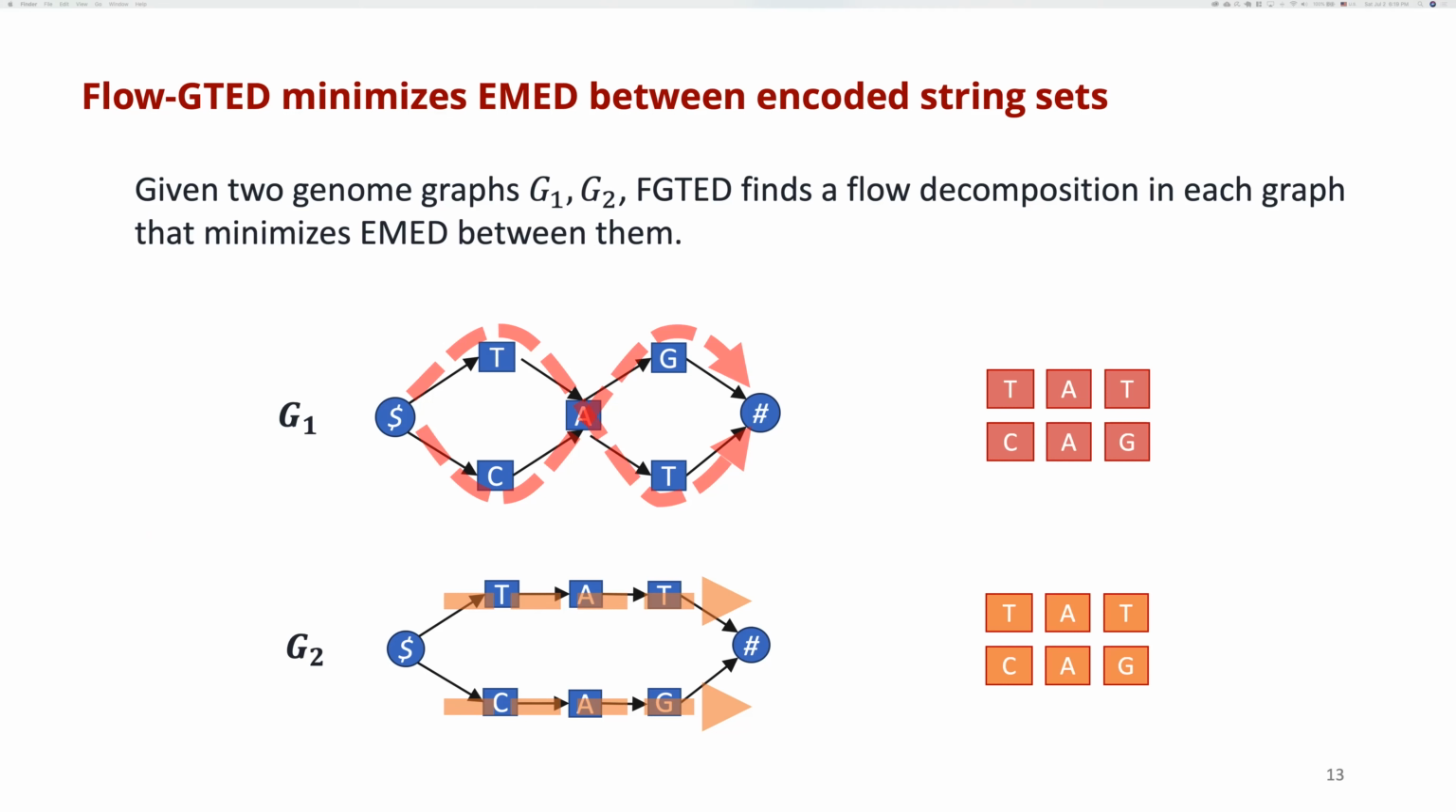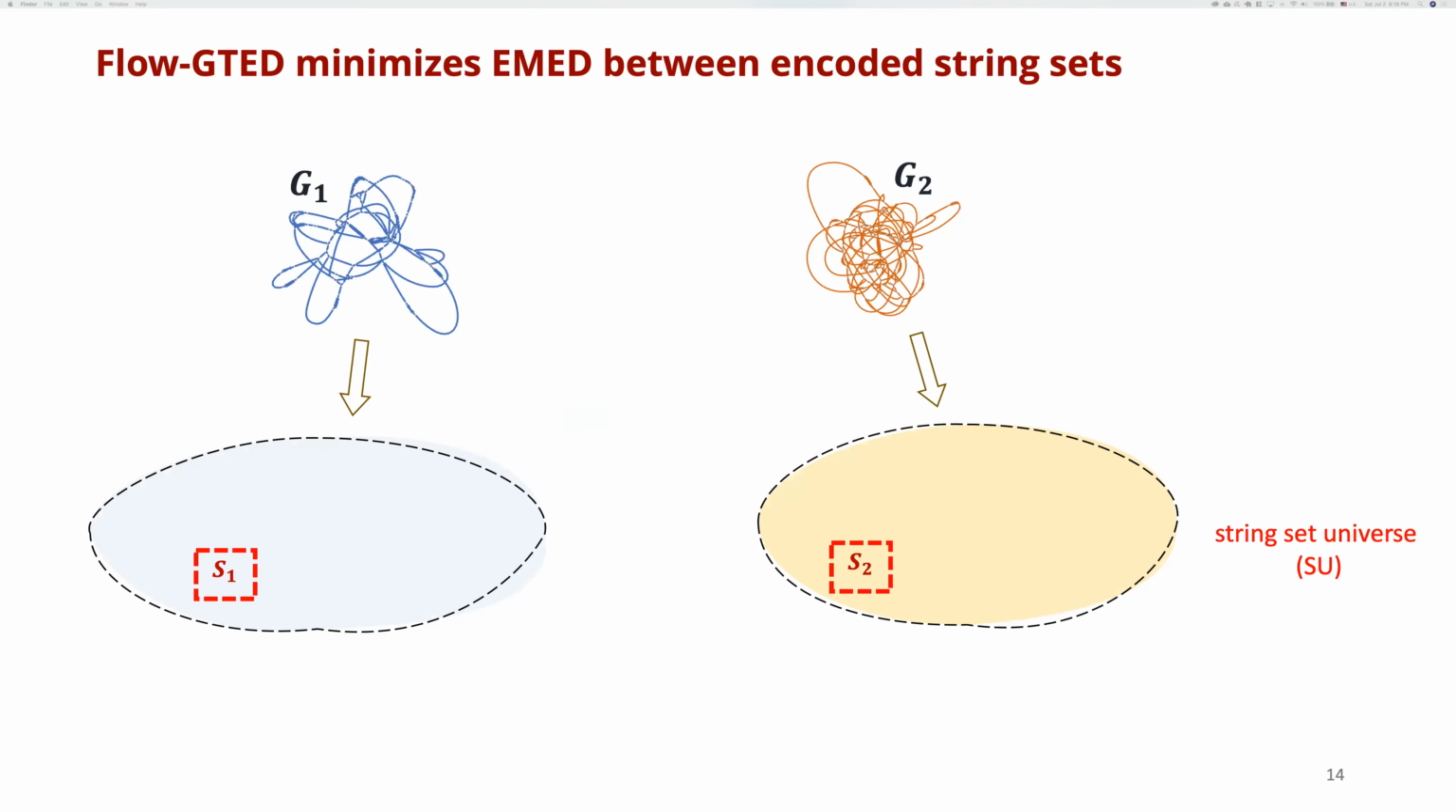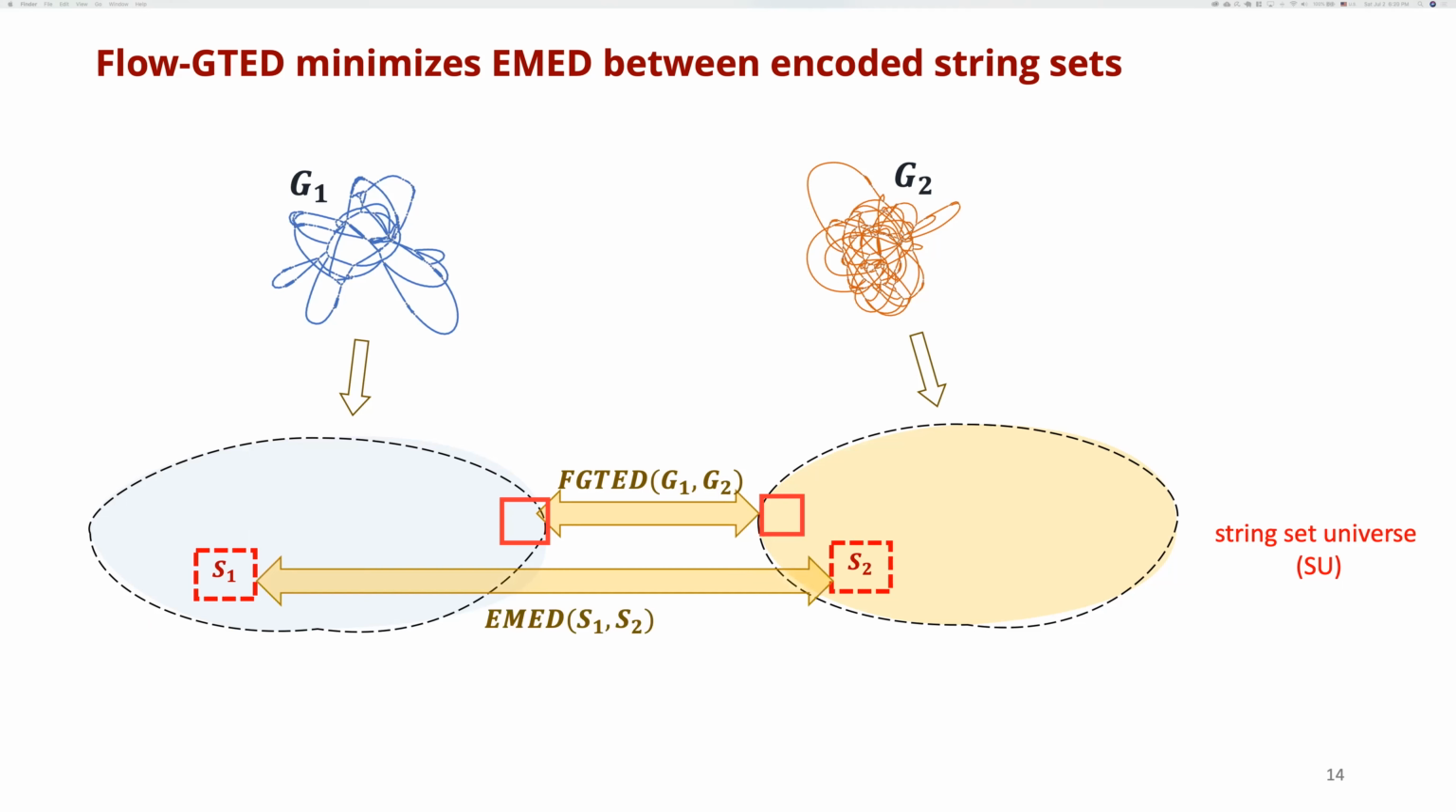and the EMED between them is 0. Recall that each genome graph encodes a string set universe, and the strings of interest are hidden in them. When we say that flow GTED minimizes EMED between encoded string sets, it is not only telling us the difference between the genome graphs, but also telling us the distance between the two items from each string set universe that are closest together. And since EMED also computes the distance between the string sets, we now are able to characterize the relationship between them because they're operating on the items from the same set.